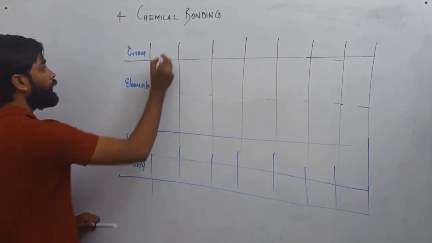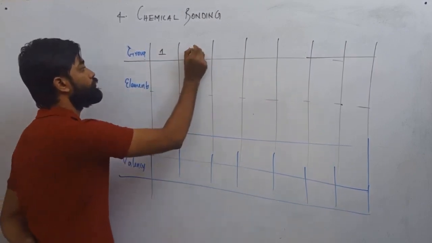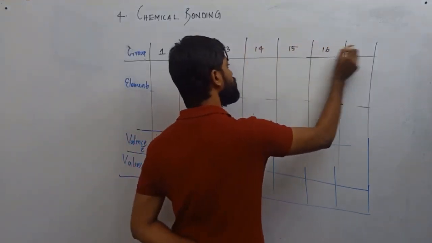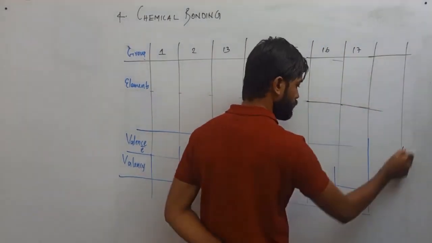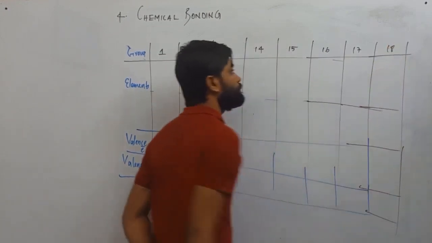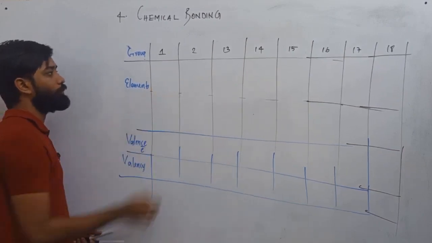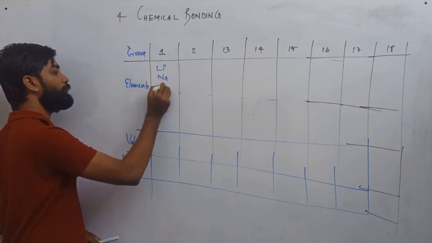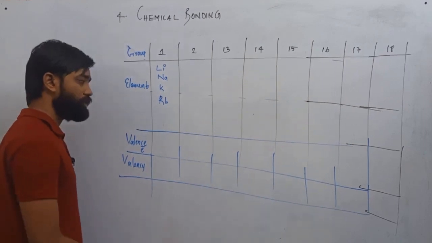Okay. The groups are group number 1, 2, 13, 14, 15, 16, 17, and one more, group number 18. So first of all, you have to know the elements. Group number 1, first group, we know that lithium, sodium, potassium, rubidium. Cesium is there, that's enough.